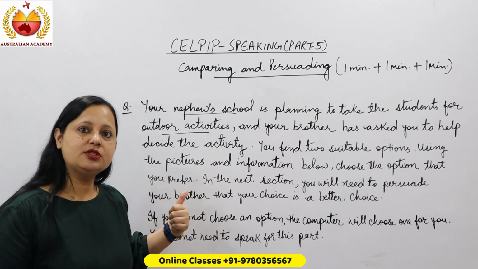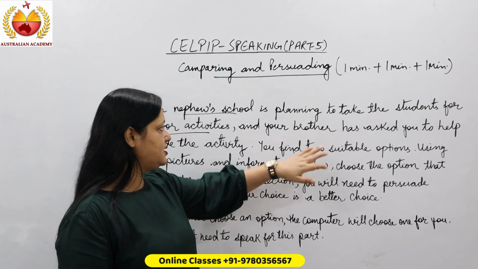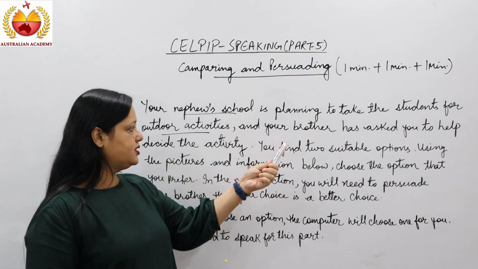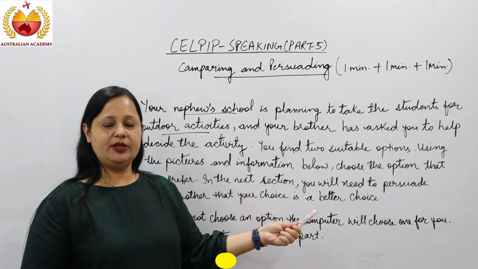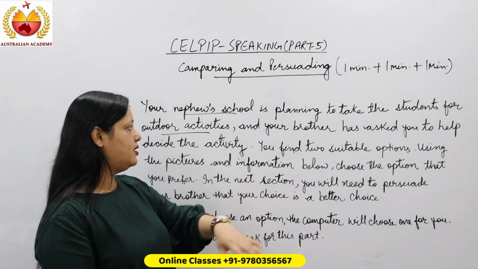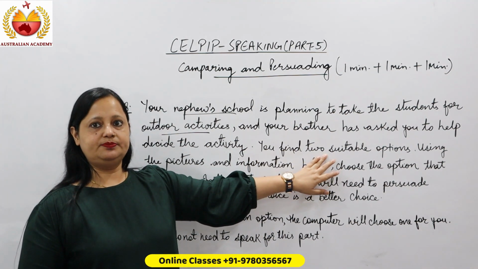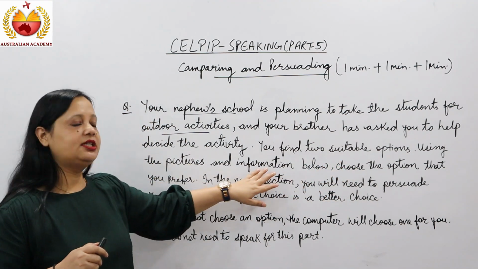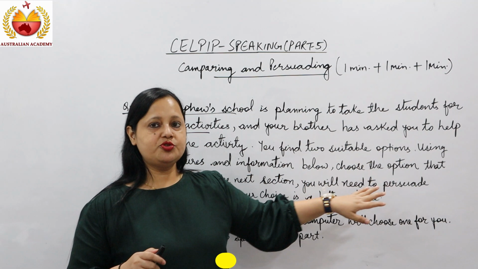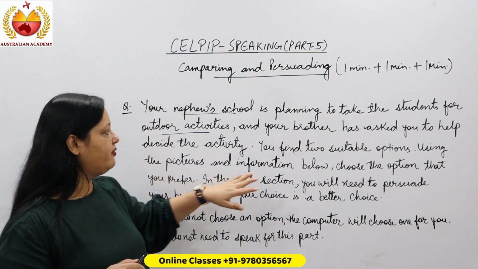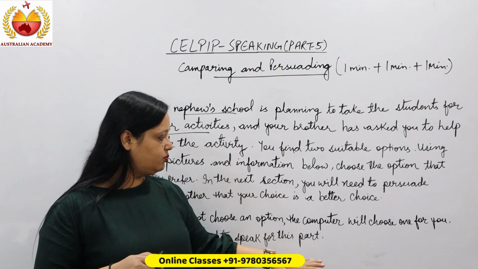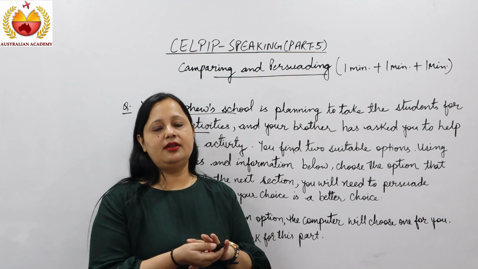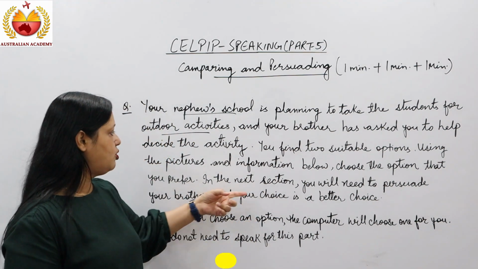So it is about your nephew's school, they are going to plan some outdoor activities and your brother has asked you to help decide the activity. Now this is the repeated question statement that would always be there: you find two suitable options. Down there basically you will be having two options. Using the pictures and information below, choose the option that you prefer. So you will be having two pictures, two options. Now it is not possible for me to write down something over here, so I'll be showing these two options in the next screen. So two options and you have to choose.